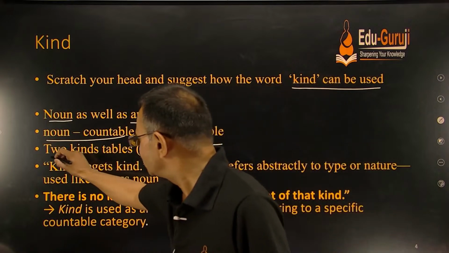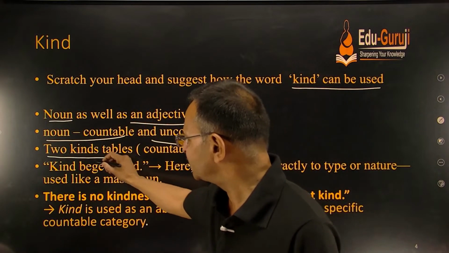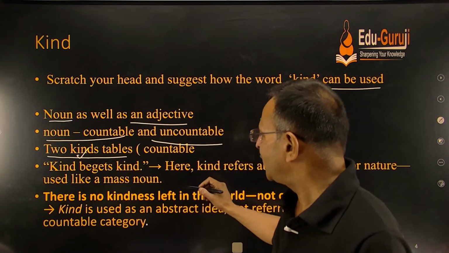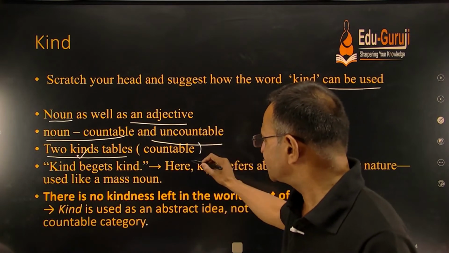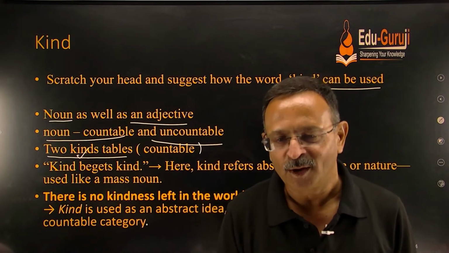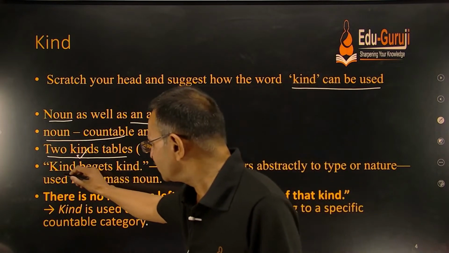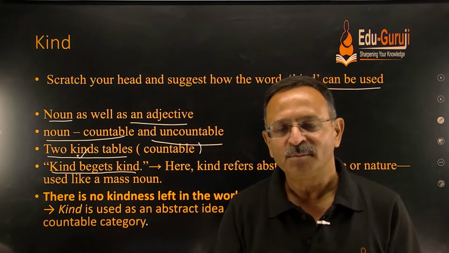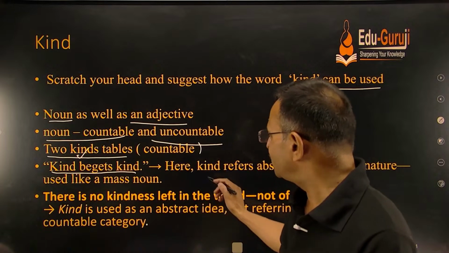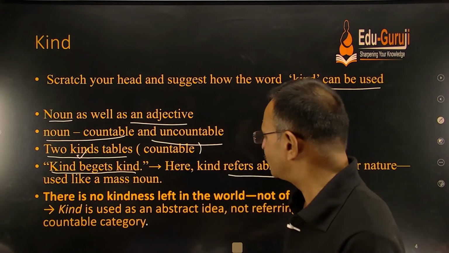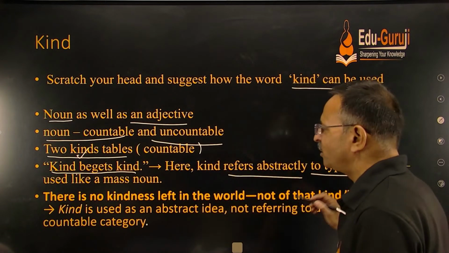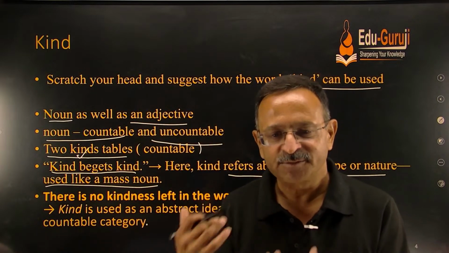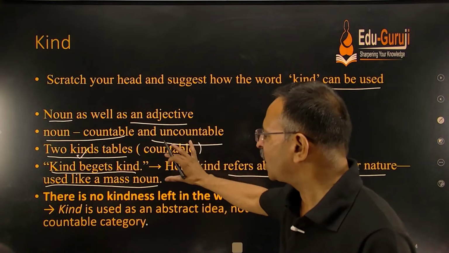We can say two kinds of tables. You can see two kinds there, so this is a plural countable noun we are using. Then you can see, the kind begets kind. That means the kind brings kind. Here we are using it as an abstract, or type or nature, used like a mass noun. So this is an uncountable noun.